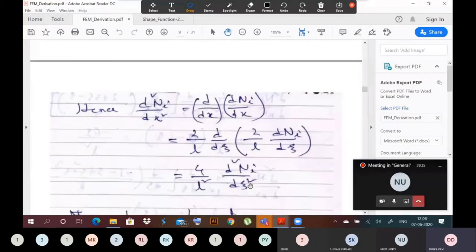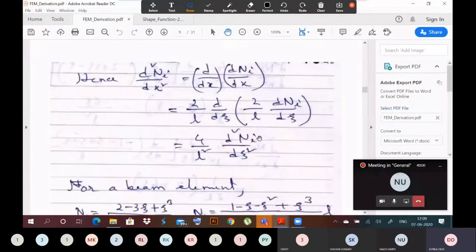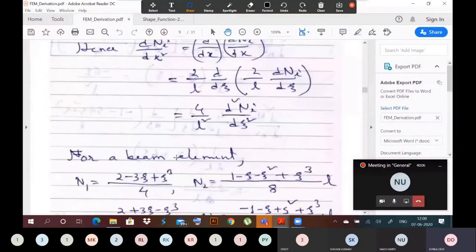So ultimately d square Ni by dx square will be equal to 4 by L square d square Ni by d xi square. Now Ni's are functions of xi, so you can directly calculate d square Ni by dx square. What are the values of Ni in terms of natural coordinates? We have already derived these functions for a beam in terms of natural coordinates. N1 is this, N2 is this, N3 is this, N4 is this. Then you just find the derivative. So d square Ni by dx square is equal to 4 by L square times d square Ni by d xi square of this, which you can now calculate.